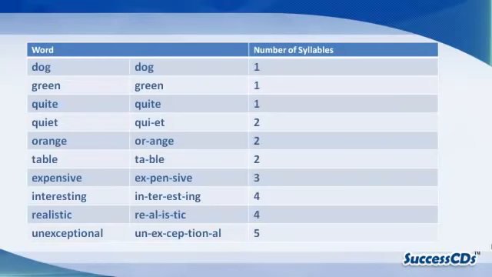And lastly, unexceptional. When we break this word, unexceptional, it can be broken up into 5 parts. Hence, this word has 5 syllables.